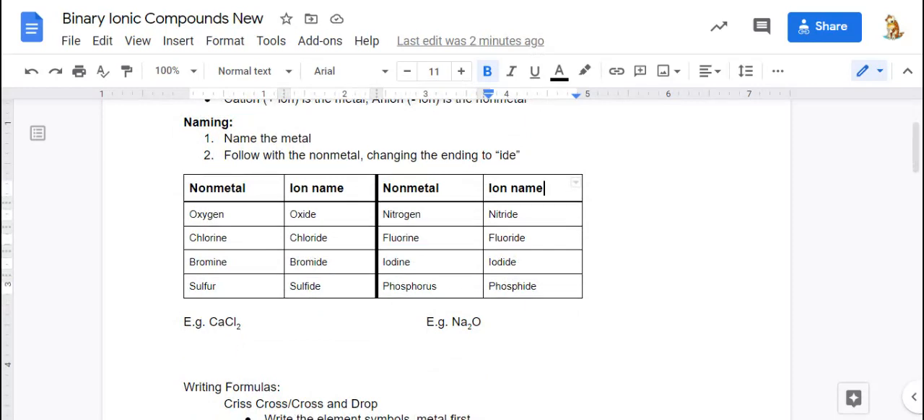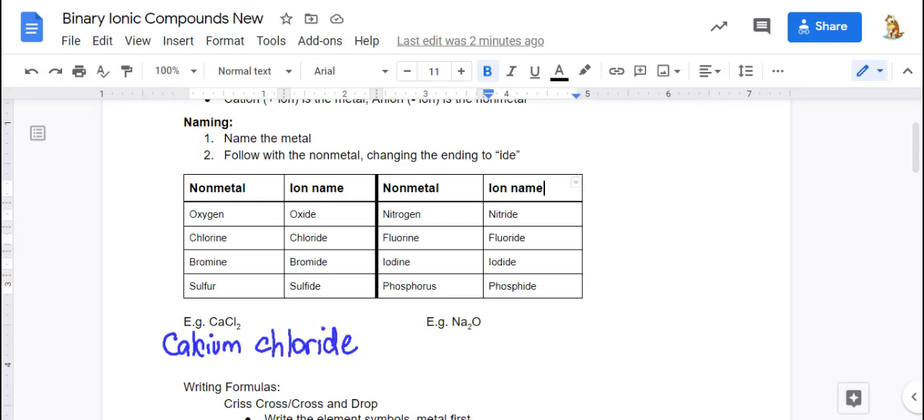CaCl2. So Ca is calcium. Find that on the left side of the periodic table. And you'll find the metals on the left and your nonmetals on the right, kind of up towards the top right. So this is calcium followed by chlorine. Don't worry about that number there. For binary ionic, we ignore the numbers. So calcium, and it's chlorine, so it becomes chloride.